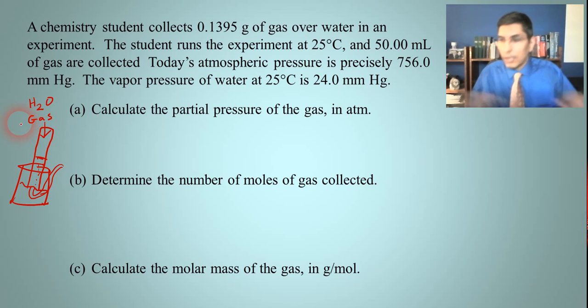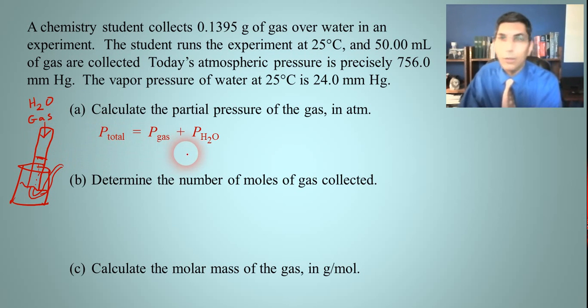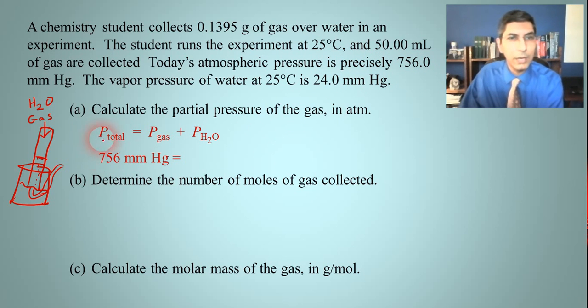So if we're going to calculate the partial pressure of the gas in atmospheres, we have to recognize that the total pressure in there is equal to the partial pressure of the gas plus the partial pressure of the water vapor, which is the vapor pressure of the water. We're just going to plug these numbers in from the problem. The total pressure is the atmospheric pressure. Outside has the same pressure as inside the test tube. There's no real difference there. So the pressure inside the test tube is 756 millimeters of mercury, and we can plug that in for P total.